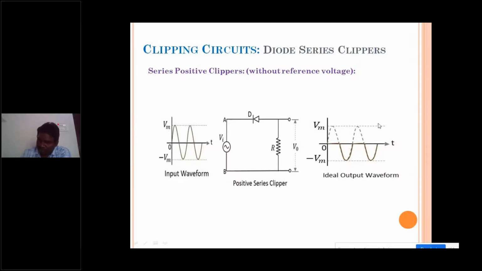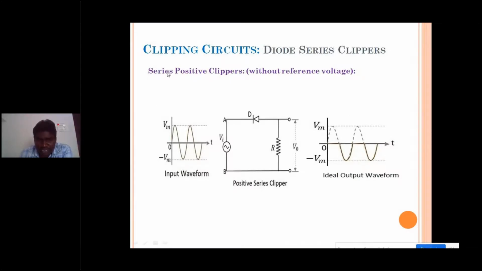So you can observe the output: all positive halves of the input signal are clipped, eliminated. So the resultant amplitude is very less. This is called a clipping circuit, because of the diode's forward and reverse bias conditions, some part of the input signal gets removed, eliminated, clipped. That is why they are called clippers, or you can also call them slicers. Slicing is also like cutting, clipping some part. So that is called series positive clippers.